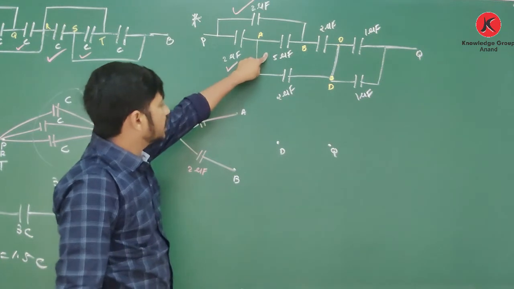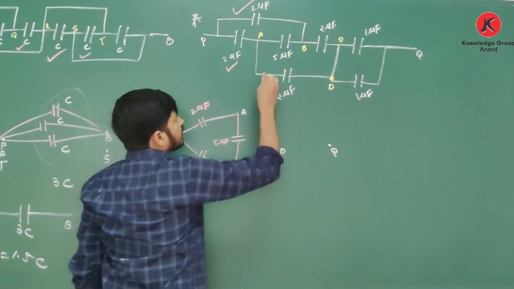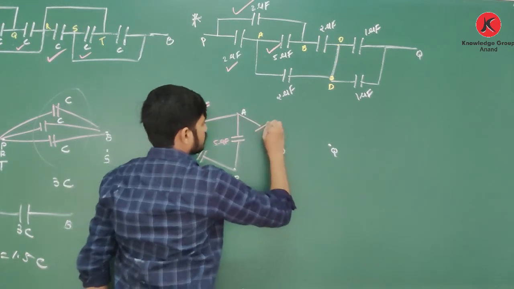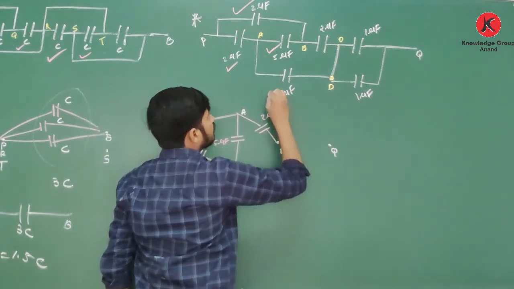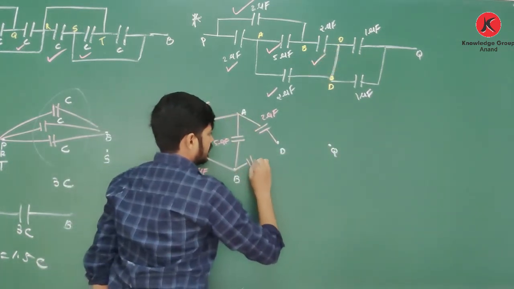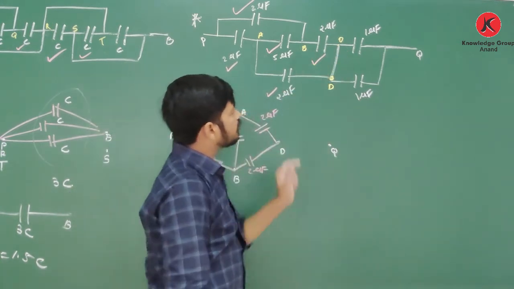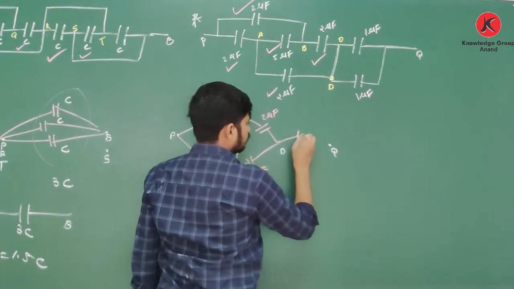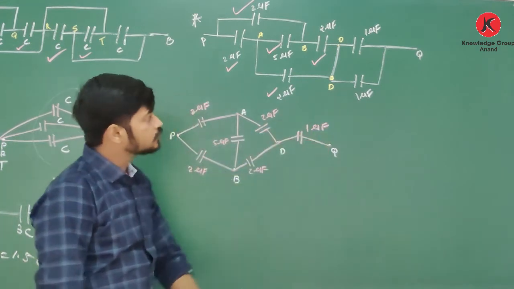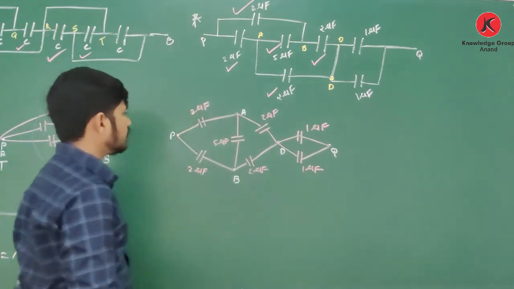Now, this 5 microfarad is between A and B. This 2 microfarad is between A and B. This 2 microfarad is between B and D. Okay. This 1 microfarad is between D and Q, and this 1 microfarad is also between D and Q. So yes, it is your equivalent circuit.